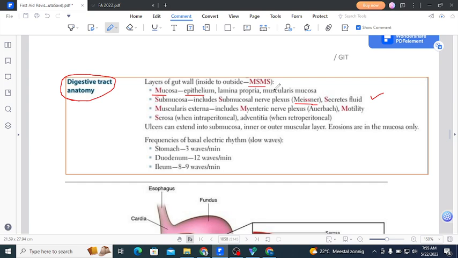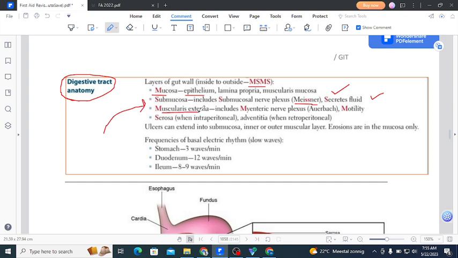So the nerve plexus that is present just below the mucosa is also helping in the secretions. So the submucosa secretes the fluid. Basically most of the glands are present in the submucosa. The mucosa is only the channel through which the fluid is entering the lumen of the organ.